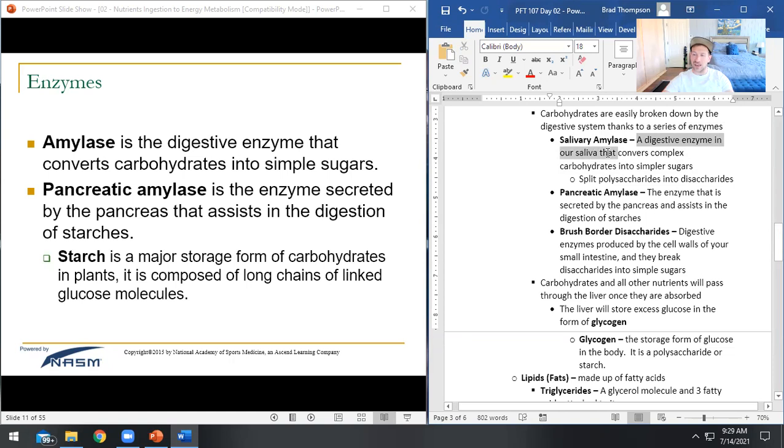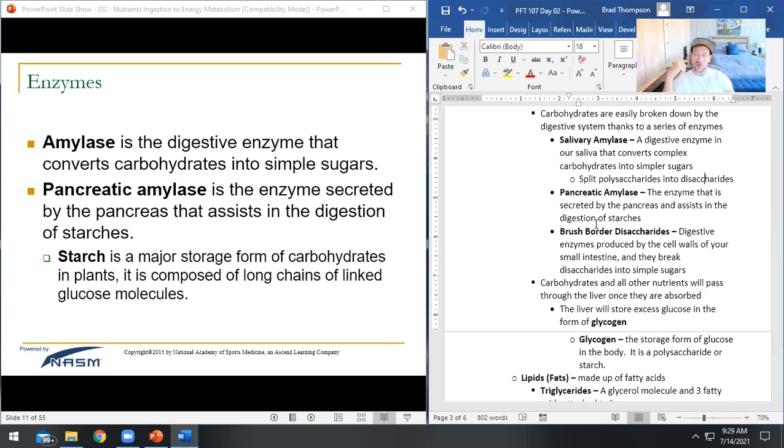Which is a digestive enzyme in our saliva that converts complex carbohydrates into simple sugars. So basically it splits polysaccharides into disaccharides. Salivary amylase is really good at breaking down carbohydrates, but it's not good enough at breaking it down into single glucose. It's not ready for absorption just yet. But it does break it down into disaccharides. That's why if you've ever eaten a lot of crackers, it'll start to taste a little sweet after a while.